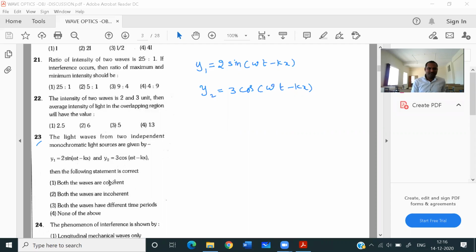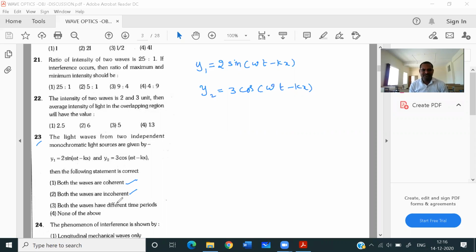These two waves are given. Now what are they asking? Both the waves are coherent sources, is it correct? Next, both the waves are incoherent sources. Next, both the waves have different time periods. None of the above.